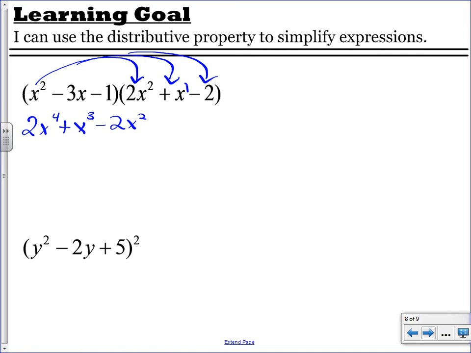Then I'm going to take, so I've done my first term. So I've multiplied my first term by all three terms in the second bracket. Now I take my second term, and I'm going to multiply it by all three terms in the second bracket. So Vanessa, what do I get? Negative 6x cubed. Good? Minus 3x squared. Good? Plus 6x. Very good.